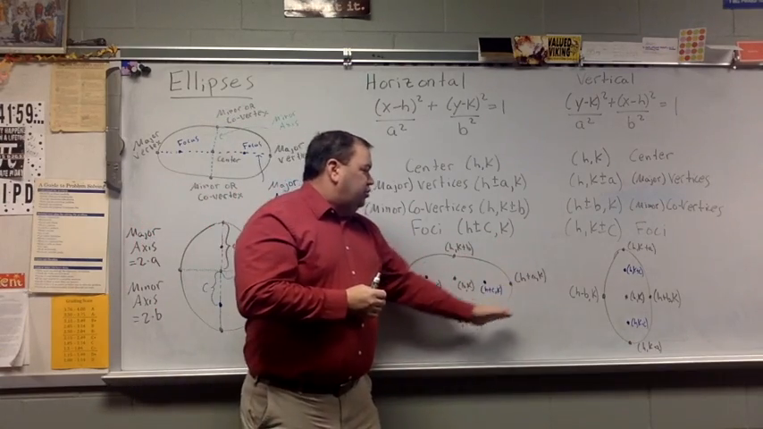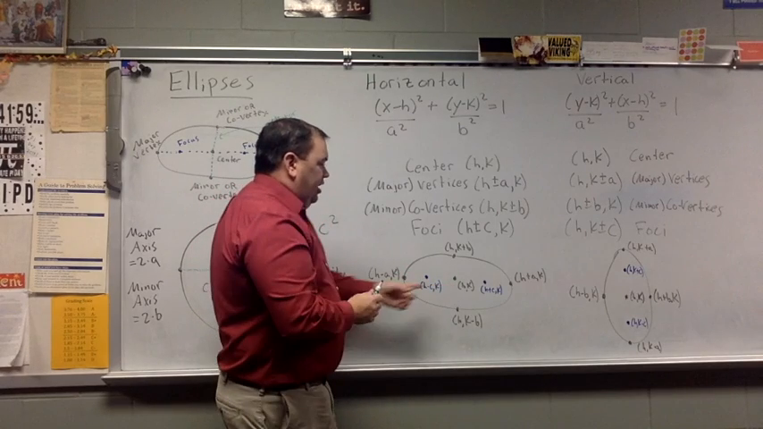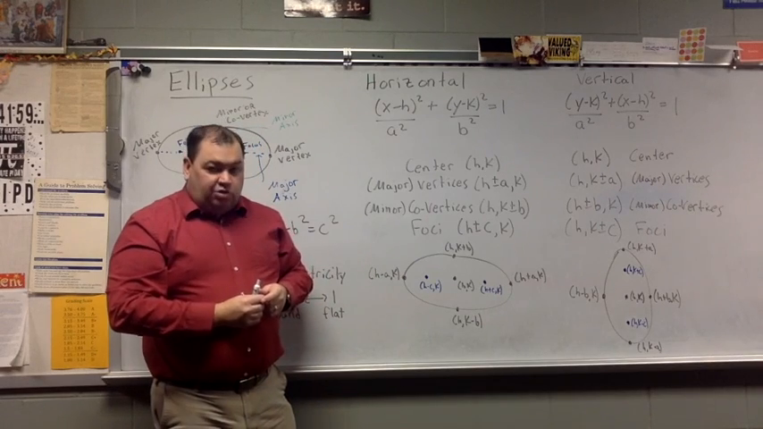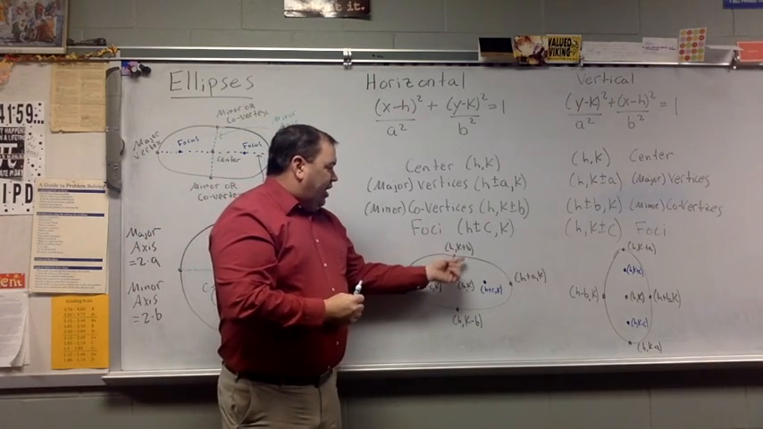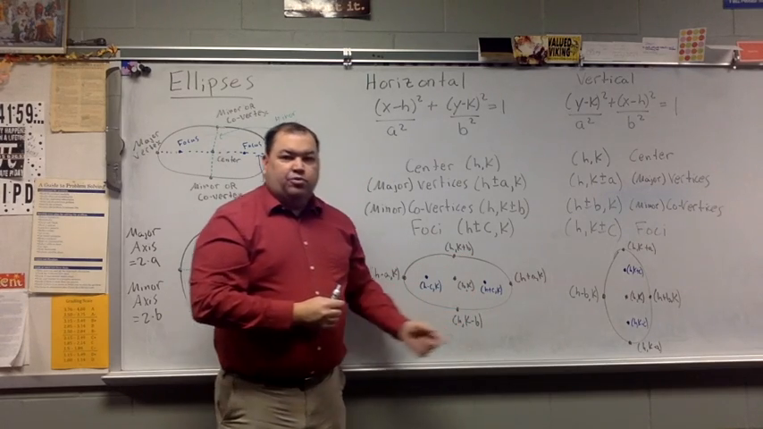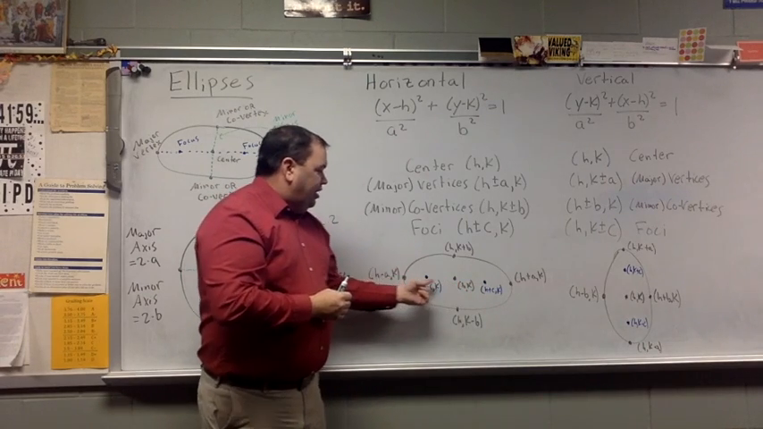Now, here's kind of a picture of those points that I had. Here's my center. If I add a and I subtract a, I get my major vertices. If I add and subtract b to the y portion, I get my minor or my co-vertices. And if I add and subtract c, I get to the foci.